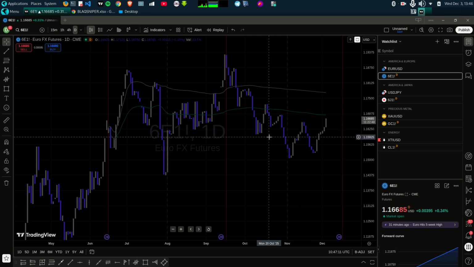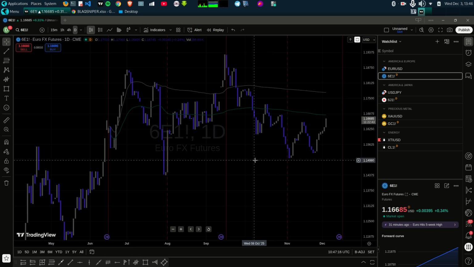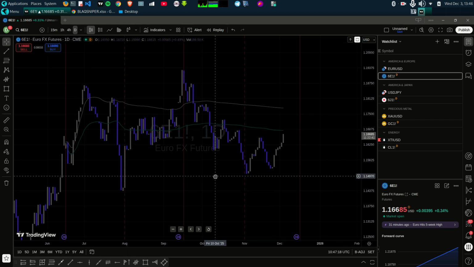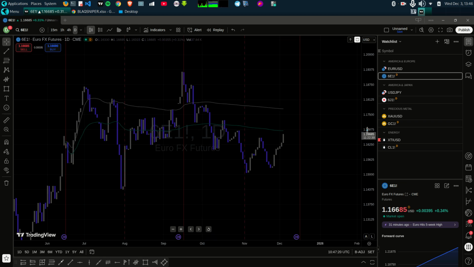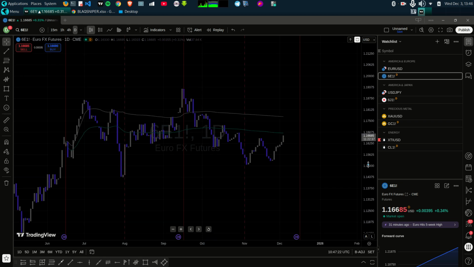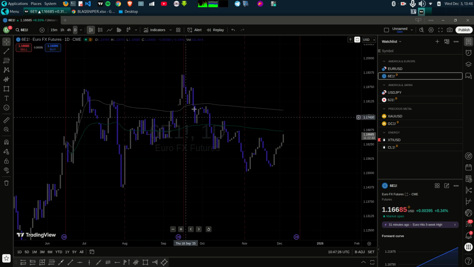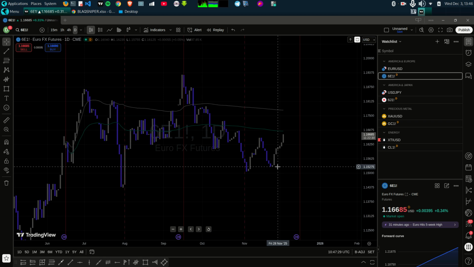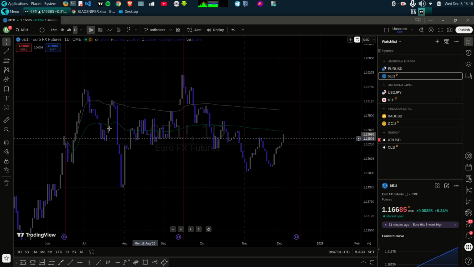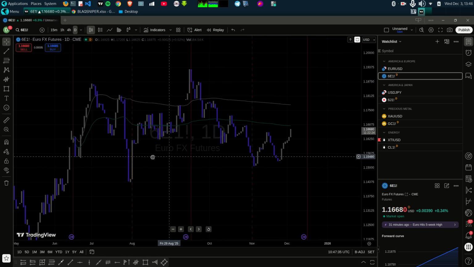Okay, let's start from Euro USD. Now, from the daily time frame, looking at the structure of this market, the structure is currently ranging but leaning towards bearish. That's what I can say.